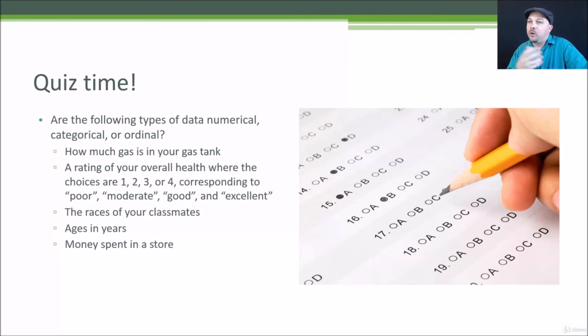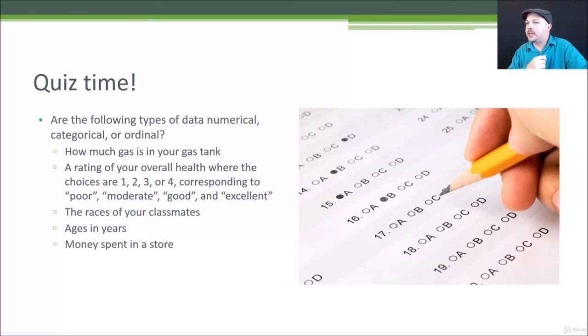How about if you're rating your overall health on a scale of 1 to 4, where those choices correspond to the categories poor, moderate, good, and excellent? What do you think? Well, that's a good example of ordinal data. It's very much like our movie rating data. And again, depending on how you model that, you could probably treat it as discrete numerical data as well, but technically we're going to call that ordinal data.